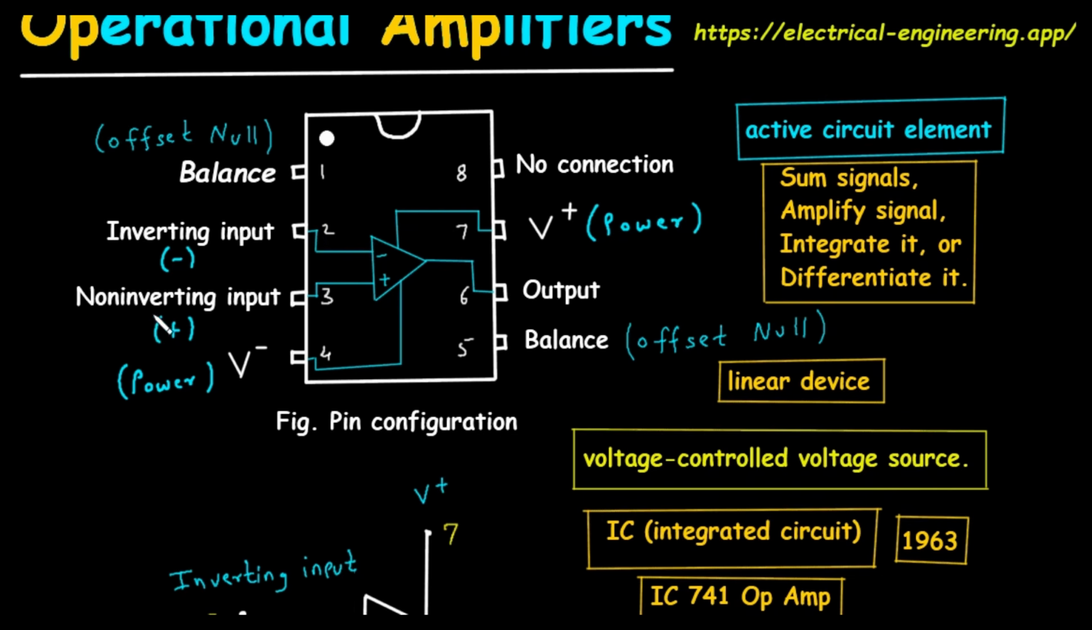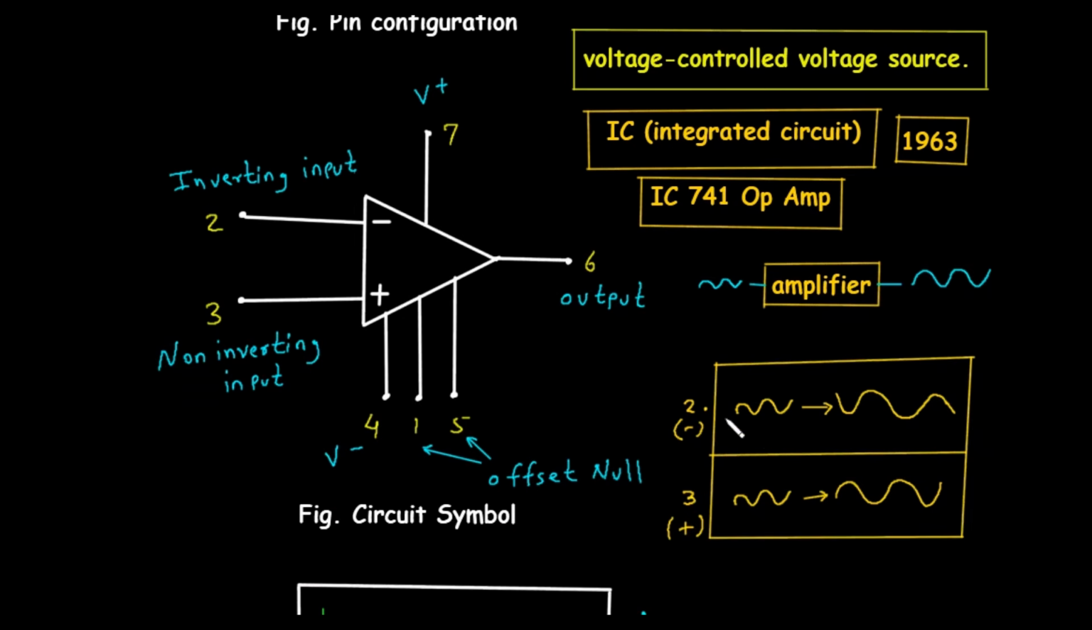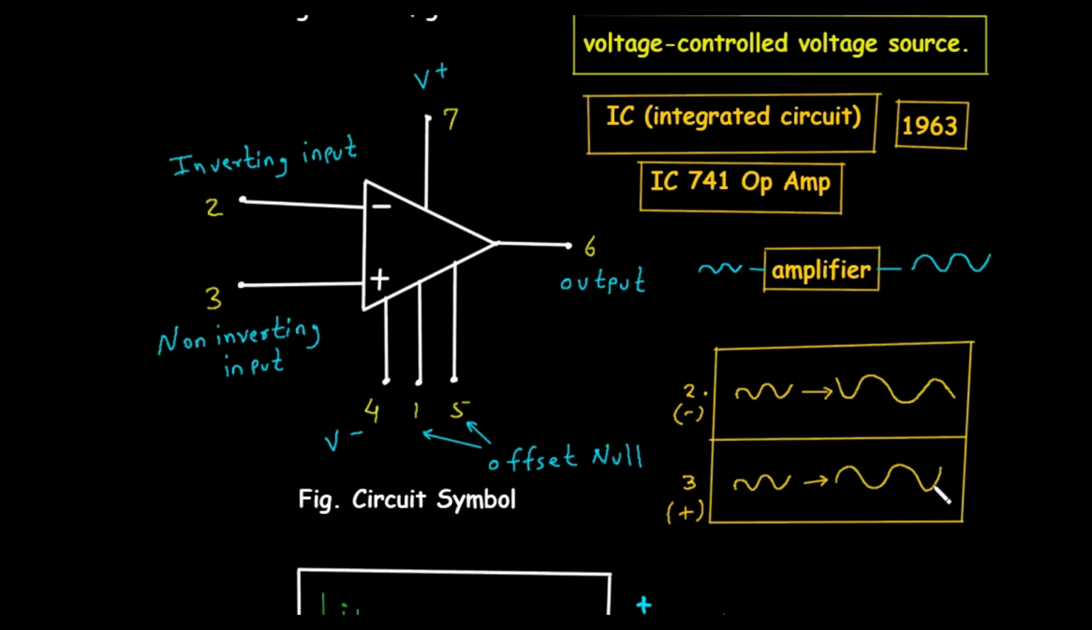Now next is the non-inverting input, that is pin number 3. This is the other signal input. A signal applied here will be amplified and appear at the output in phase. So at this non-inverting input, which is denoted by this plus sign, pin number 3, we get the same output but amplified, and it will be in phase.